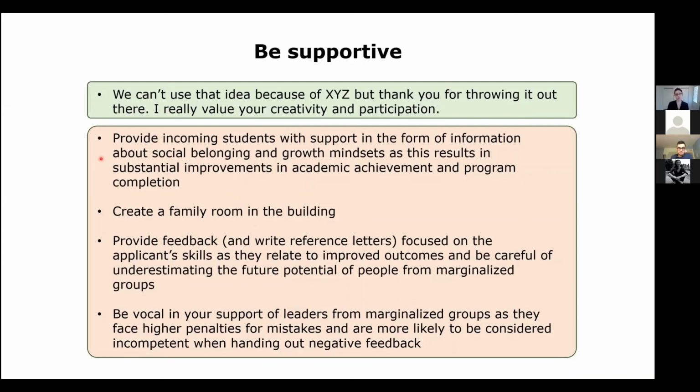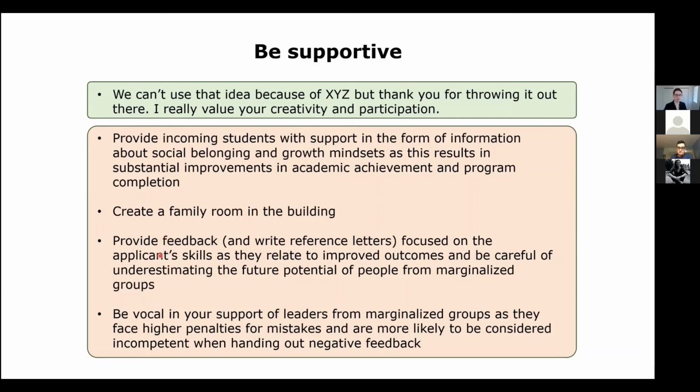Talking to new students about social belonging and growth mindset so that they feel less of that inferiority. Everyone around me seems so smart, so I'm automatically dumb. Talking about social belonging and growth mindset is supportive. Creating a family room so that new parents have a place to go if they're breastfeeding, or if a caregiver is bringing in a newborn. Maybe there are some toys for the 2-year-old, so that the transition back to work is less traumatic for the person who has to come back to work, and it helps keep that family dynamic solid.